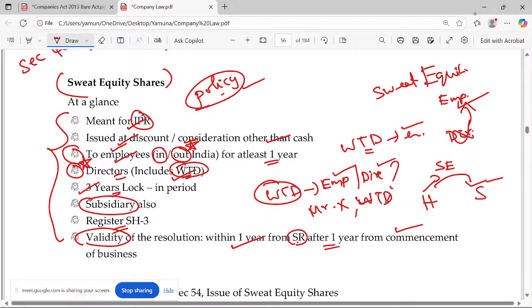For IPR. If there is a director, Mr. X, who has brought business to the company. See, IPR is not only know-how, royalty, etc. He has brought business into my company. You can take everything. In the record, SH-3, the purpose for which you have issued the sweat equity share must be mentioned. Is it okay? So that's about sweat equity shares.